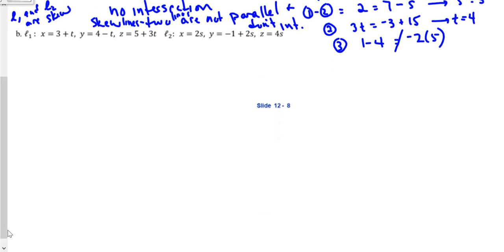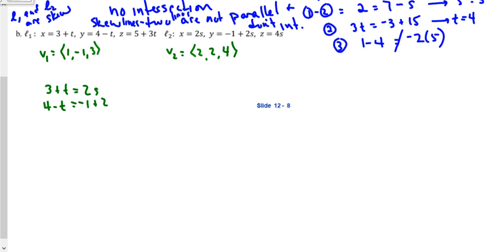Again, we want to see first, are they parallel? A vector parallel to line 1 would be 1, negative 1, 3. And line 2 would be 2, 2, 4. Again, we see that one's not a multiple of the other, so these two lines are not parallel. Now let's see if they intersect. To intersect, the two x's have to be the same for some s and t. The two y's have to be the same for the same s and t. And the two z's have to be the same for the same s and t.